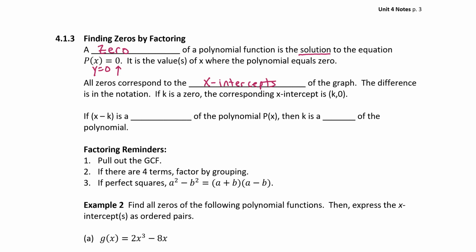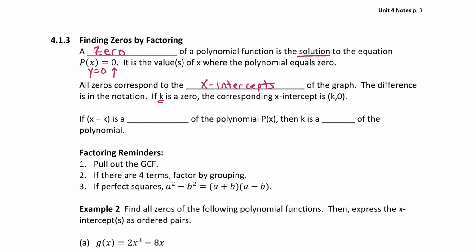Now, the difference between an x-intercept and a zero is simply notation. If k is a zero, that is, it is a solution to the polynomial set equal to 0, then the corresponding x-intercept is the ordered pair (k, 0). So k is the solution to the equation, but if I want to turn that into an x-intercept, I'm just recognizing that it is an ordered pair location on the grid. Now, where did that come from?